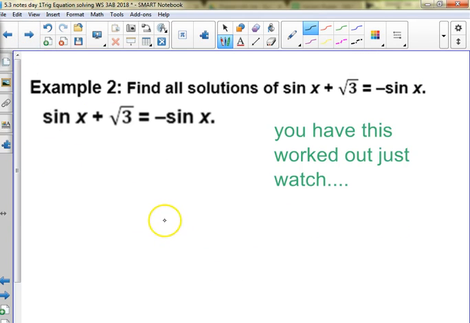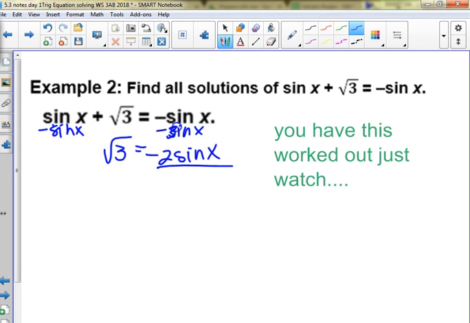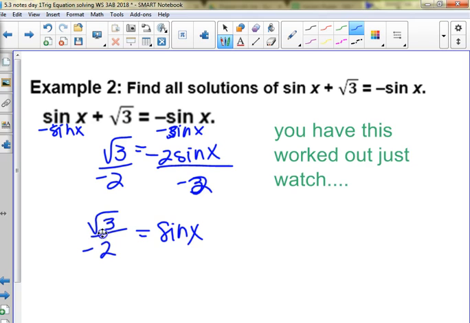All right, ready to try one? Oh no, you have this one worked out for you too, right? Okay. All right, just watch. If I add this sine or subtract this sine over here, it doesn't matter. If I subtract this sine x over to the other side, what do I have over there, guys? Negative 2 sine x, and then what? Whoops. Yeah, randomly change it to a 3. Divide by negative 2, so I have the sine of x equals square root of 3 over negative 2, or negative square root of 3 over 2.